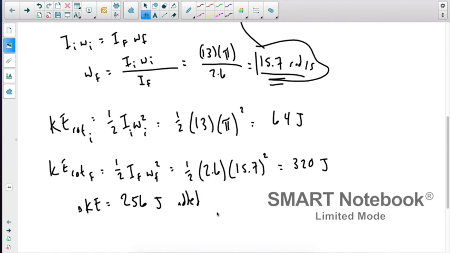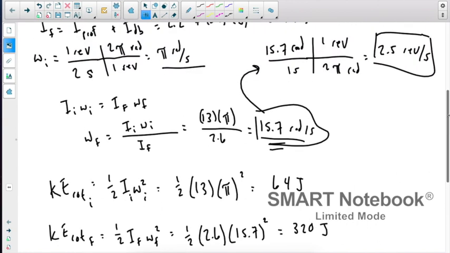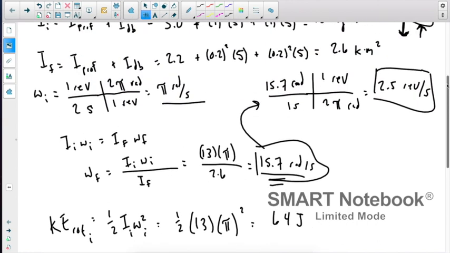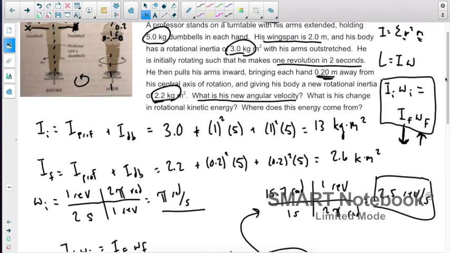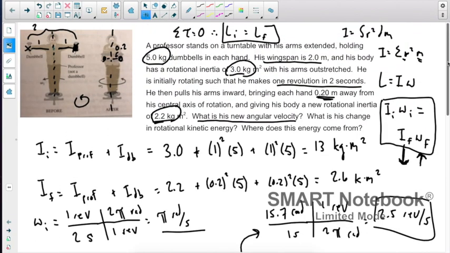Where did that energy come from? Nothing interacted with him from the outside, did it? Any thoughts about where this extra energy could have come from? Well, think about what he did. He had to pull those dumbbells in, didn't he? So as he pulls the dumbbells in, it is as if he is doing work on himself rotationally to give him some more rotational kinetic energy. So by pulling the dumbbells in, he spends energy.